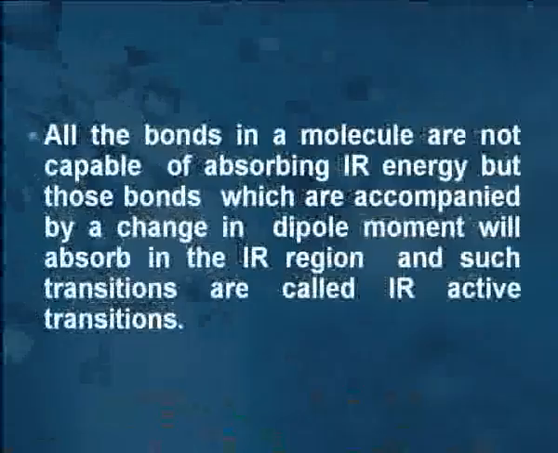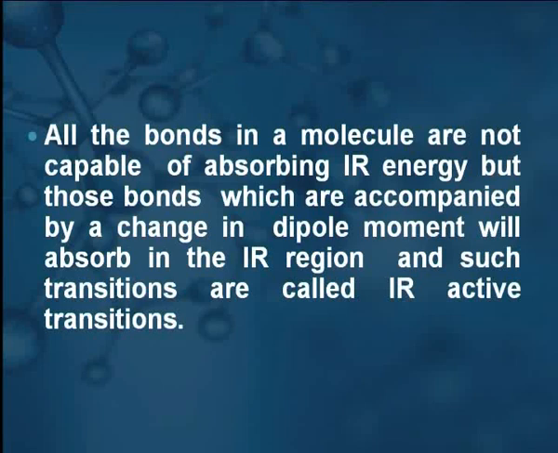Here we know that not all the bonds in the molecule are capable of absorbing IR energy. But what type of bonds are able to absorb infrared radiation? Those which are accompanied by a change in dipole moment will absorb in the IR region. So the condition for absorption of IR radiation is that there must be a change in the dipole moment. Only then will the radiation be absorbed by the sample. Such transitions are called IR active transitions.